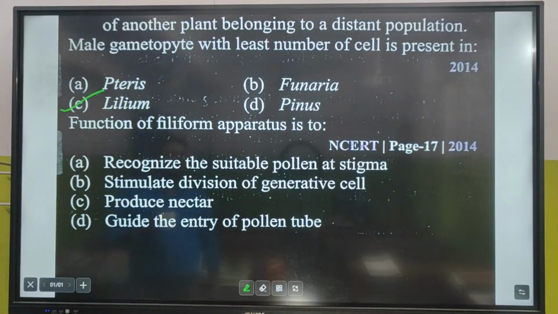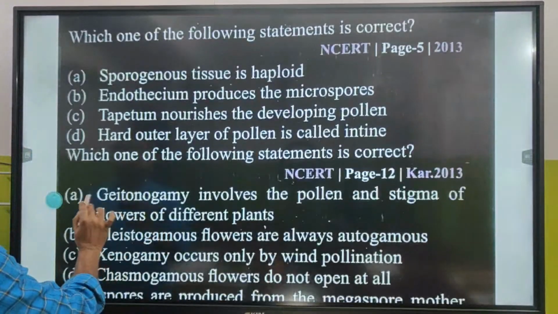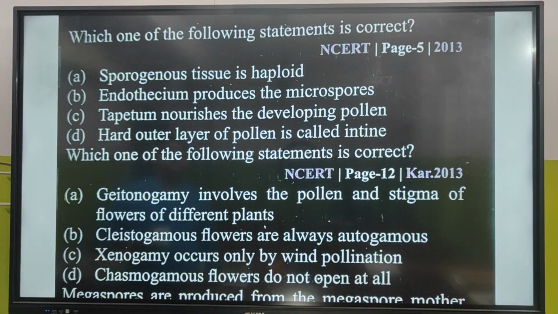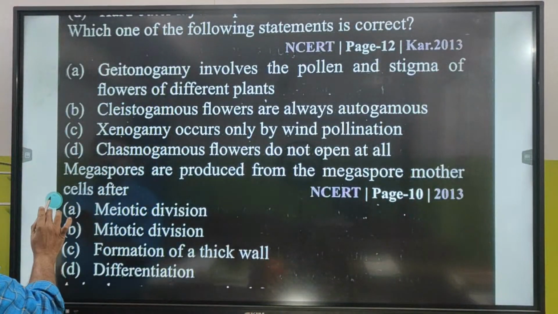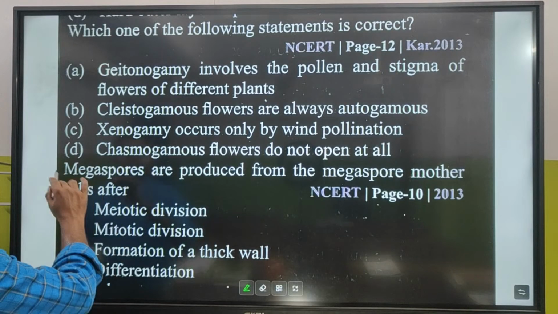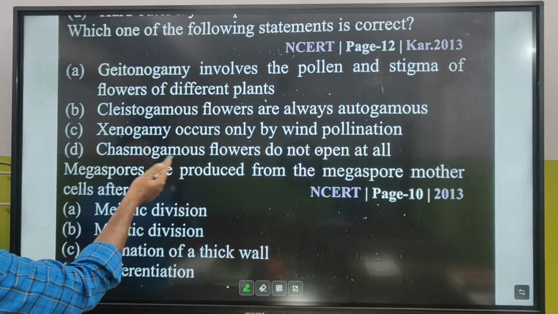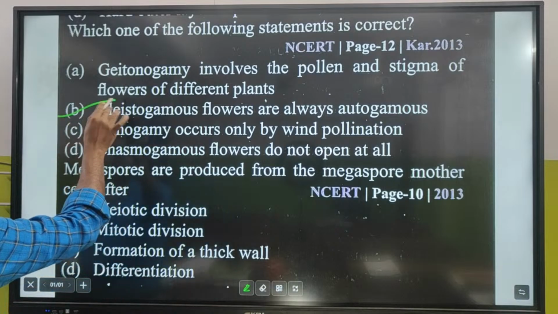Function of filiform apparatus is to guide the entry of pollen tube. Very easy. Which one of the following is correct? C. Okay. Which of the following statements is correct? B. Chasmogamous flowers do not open at all. They are open. Option B. Chrysanthemum flowers are always autogamous.